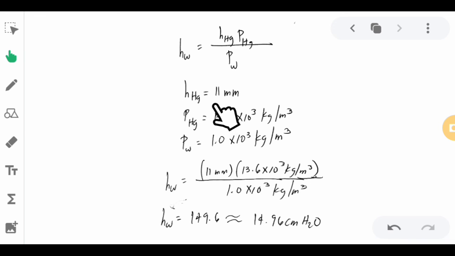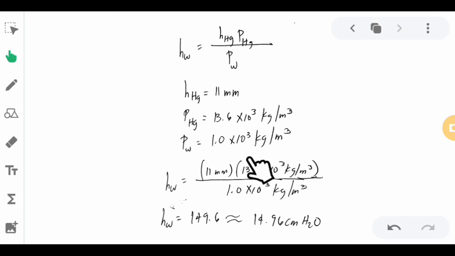The h_Hg is equivalent to 11 millimeter. You don't need to express that in meter because, again, we don't have the other units. We don't have to cancel much units. The density of the mercury is 13.6 times 10 raised to 3 kilogram per cubic meter. And then the density of water is 1.0 times 10 raised to 3 kilogram per cubic meter, or just 10 raised to 3. It's up to you. They are the same. This is constant as seen on the previous example.